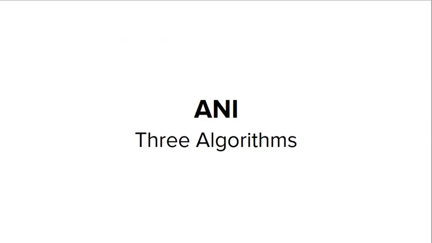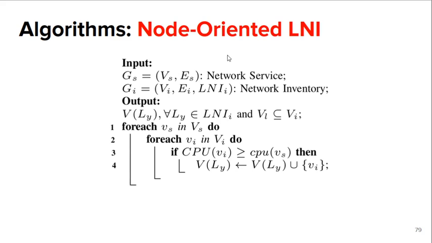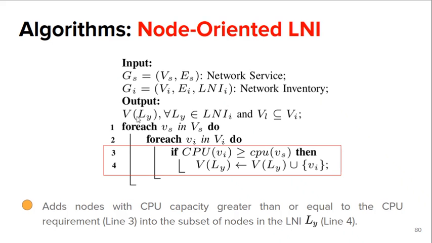As I mentioned, the LNI component considers three modes of LNI generation. Therefore, we propose three different algorithms to efficiently create an LNI. In this algorithm, we have the pseudocode of the node-oriented LNI mode. It takes the network service and a network inventory as inputs and returns a set of nodes. So, for each service node, the algorithm searches all nodes in the network inventory and adds nodes with CPU capacity greater than or equal to the CPU requirement into the subset of nodes in the logical network inventory.